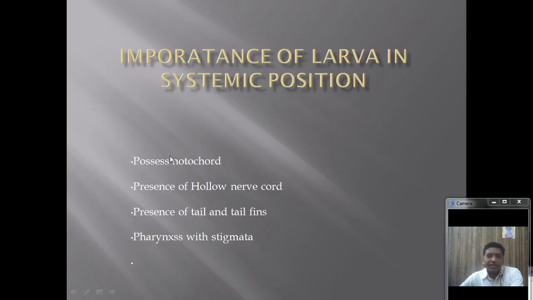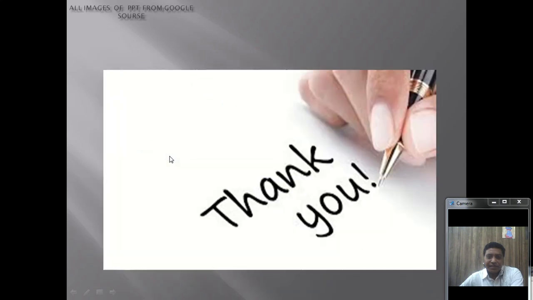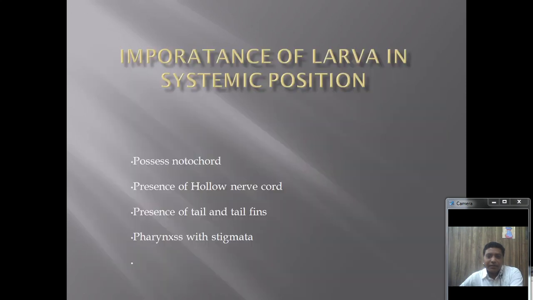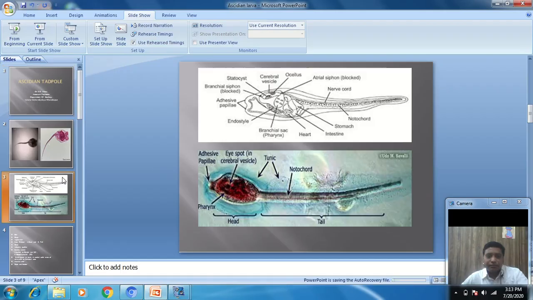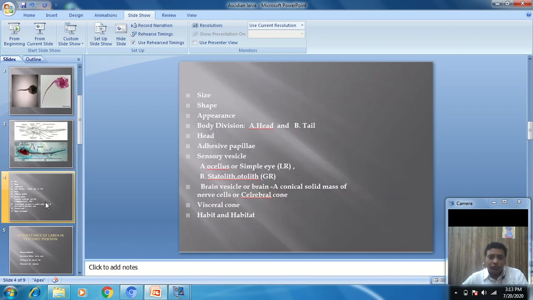Now, where is the sensory vesicle present? This portion is called the sensory vesicle. In the sensory vesicle of this larva we get the ocellus, also called the simple eye, in which the lens is present. The retina is also seen. This is called the ocellus.